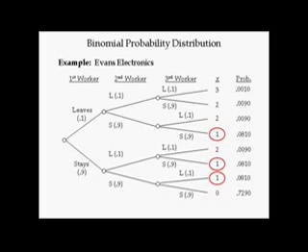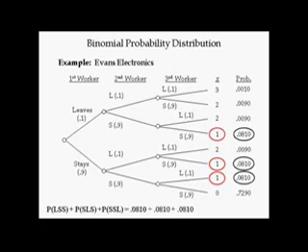Adding up these probabilities yields the probability of leave, stay and stay, plus the probability of stay, leave and stay, plus the probability of stay, stay and leave, which equals 0.243. This is the exact same number we'd get if we used the binomial probability distribution function with x equal to 1, n equal to 3, and p equal to 0.1.